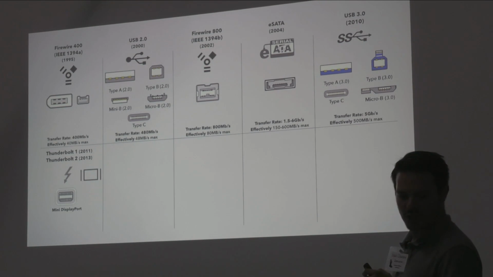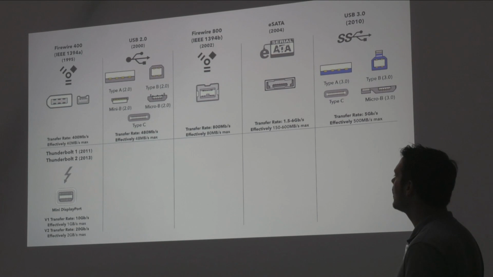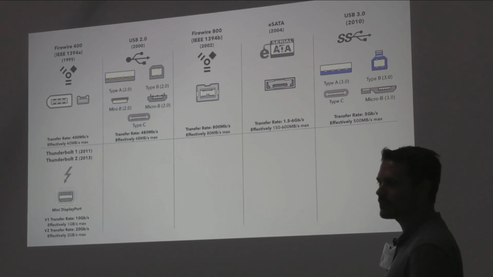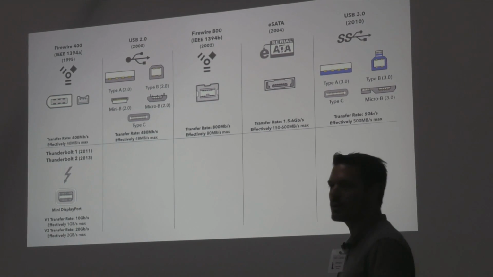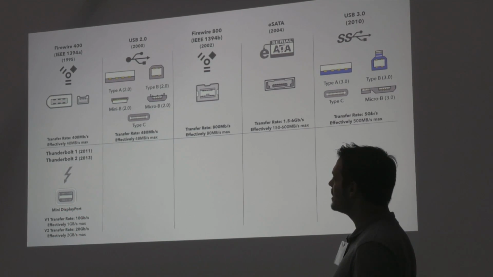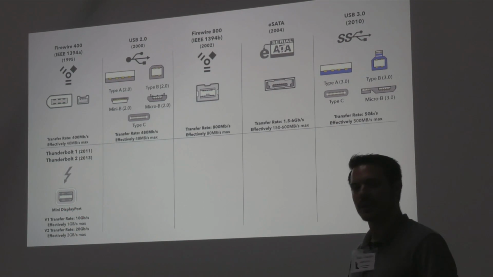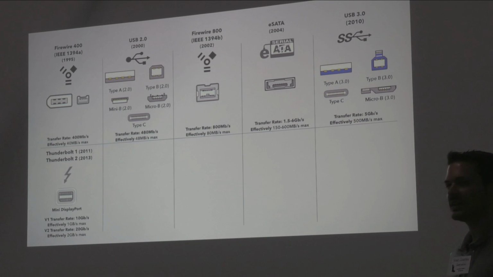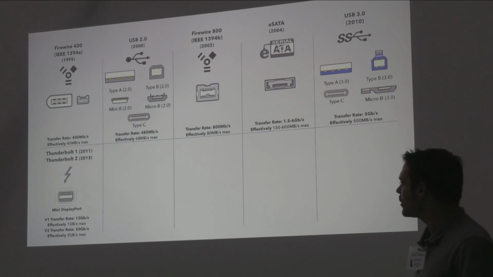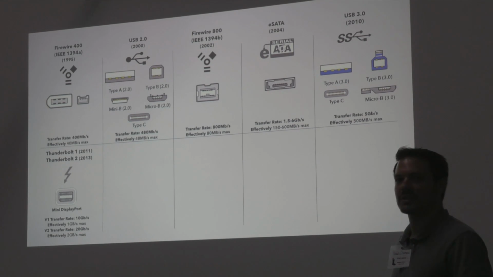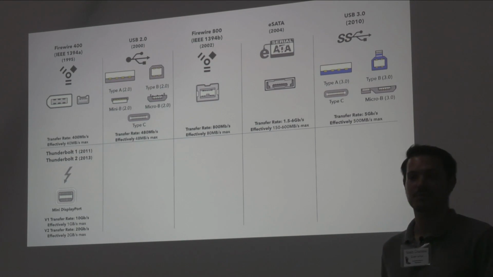So when we're talking about Thunderbolt, there are two transfer rates depending on which version. Thunderbolt 1 is 10 gigabits per second, which is about 1 gigabyte per second. Thunderbolt 2 is 20 gigabits per second, which is about 2 gigabytes per second. So it's pretty fast.